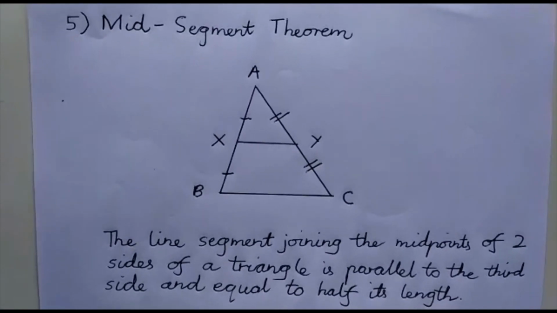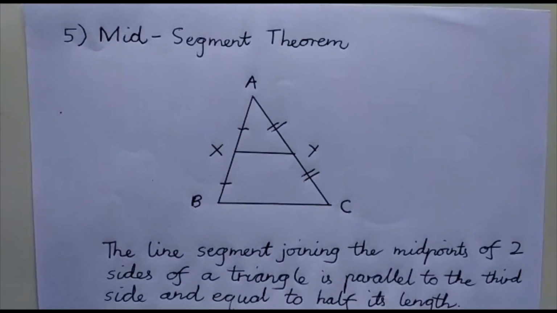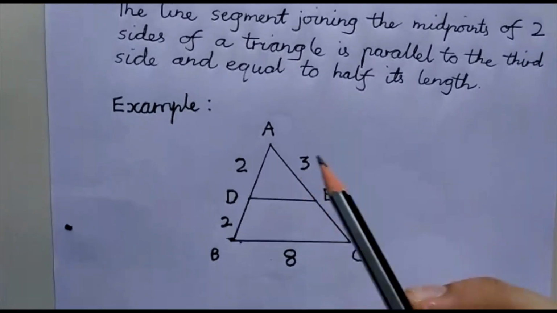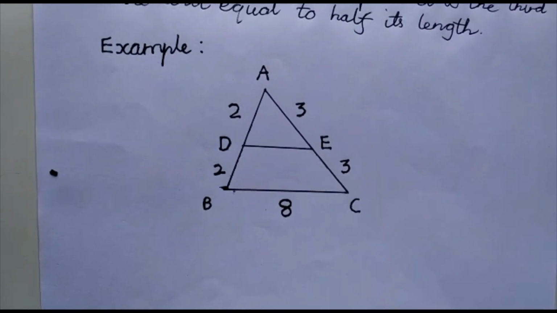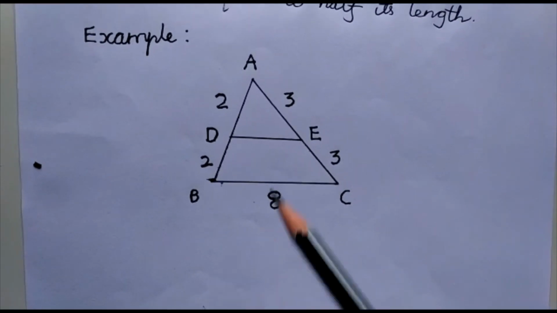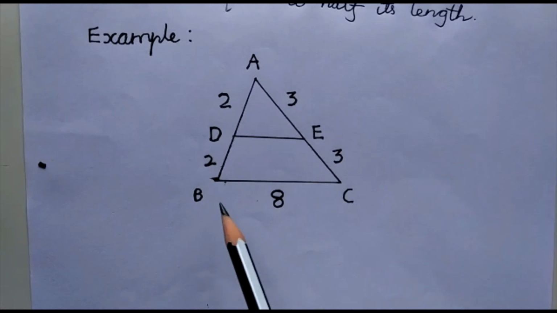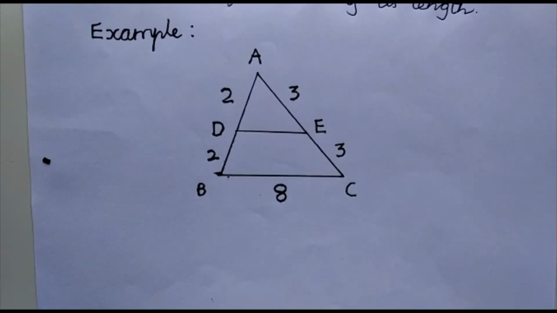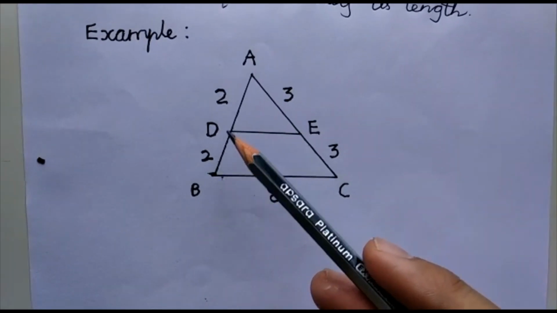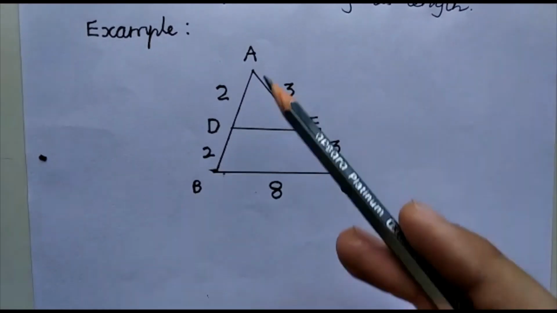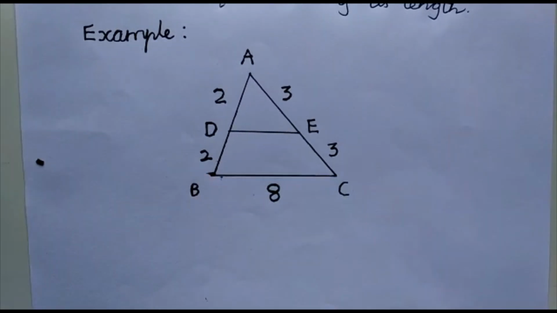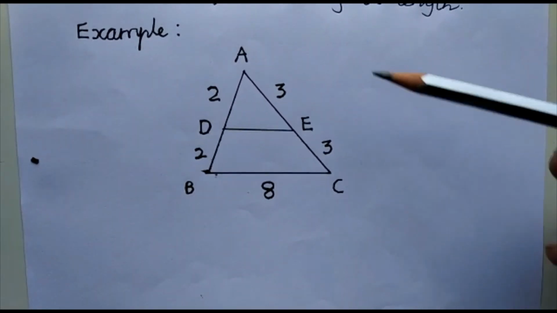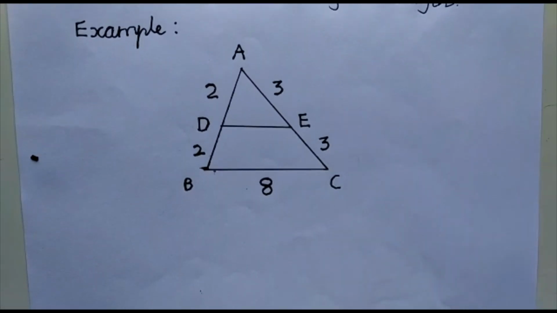The fifth and the last triangle theorem is the mid-segment theorem. Let me first show you an example. If we've been given a triangle ABC in which AB equals 4 units, BC equals 8 units and AC equals 6 units, and we are given that D is the midpoint of line segment AB, which means that AD equals BD equals 2 units, and E is the midpoint of line segment AC, which means AE equals CE equals 3 units.